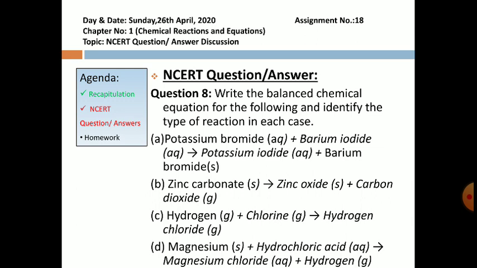D. Magnesium plus hydrochloric acid gives magnesium chloride plus hydrogen. Balanced chemical equation becomes Mg plus 2HCl gives MgCl2 plus H2. It is a displacement reaction.